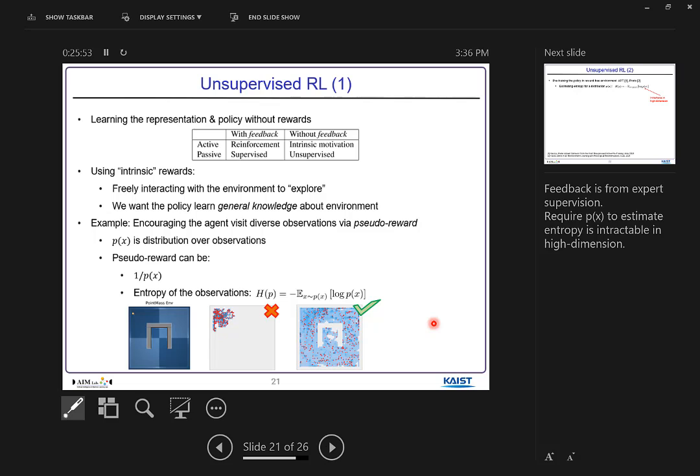So without reward, how can we learn? This is one comparison. The feedback here means the label. So if we learn with feedback and actively, it means reinforcement learning. If we learn with feedback but passively, like immediate classification, this is supervised learning. Without feedback, passive, this is unsupervised learning. And the final case is without feedback but active, it is intrinsic motivation.